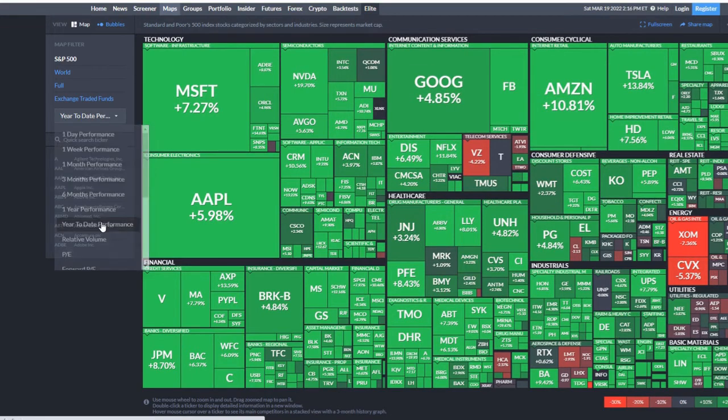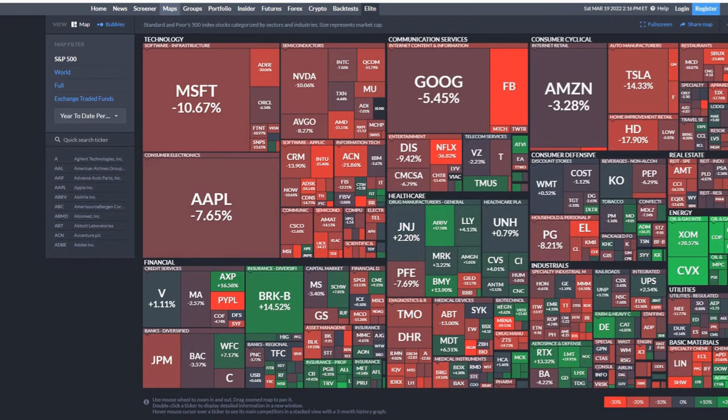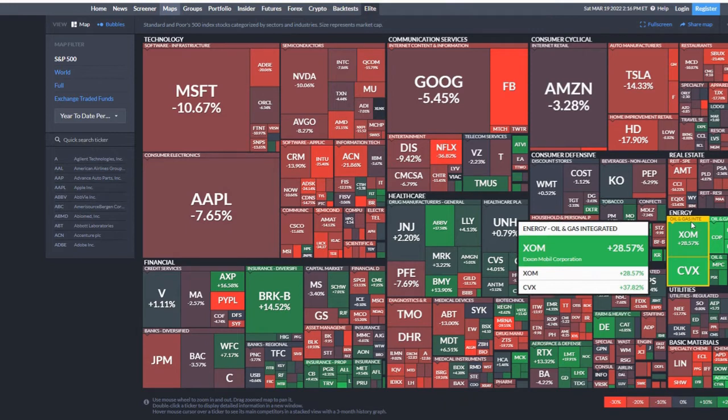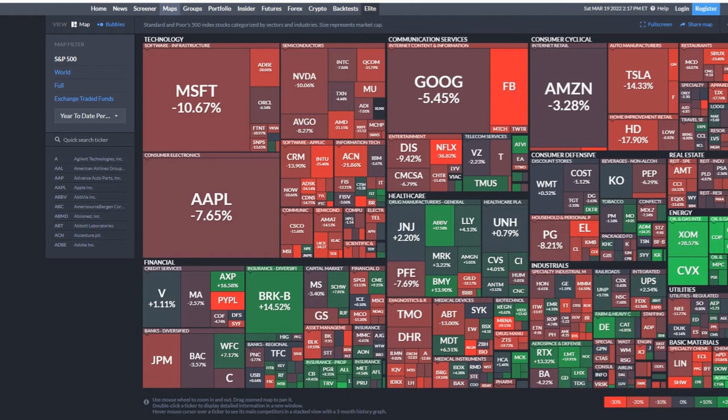However, if we take a look at the year-to-date performance, we see a not so great picture. We see most stocks not doing too well, except for maybe names like Berkshire and, of course, all the energy names going up like crazy, because of the price of oil skyrocketing this year.